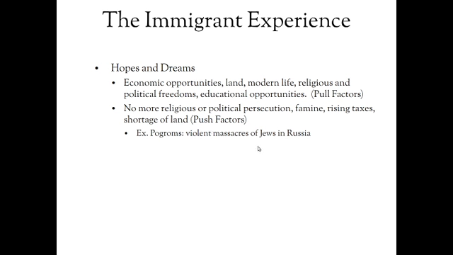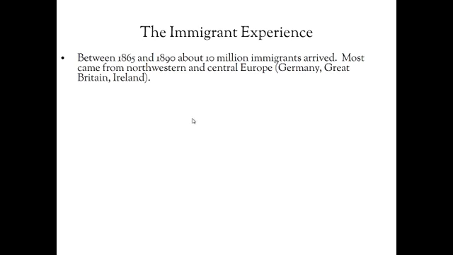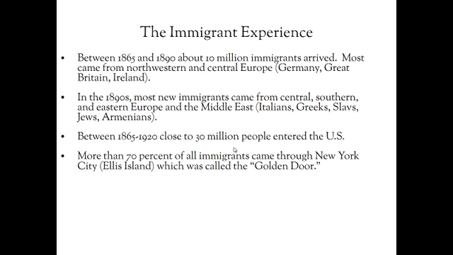So just for example, Jews being massacred in Russia would be a reason that a lot of Jews would move to America. Okay. All right, so how many people are moving? Lots of people. Between 1865 and 1890, 10 million immigrants arrived, most from Northwest and Central Europe, but then it starts to shift in the 1890s. Now they're starting to come from Eastern and Southern Europe, starting to come from the Middle East. And it's estimated that between 1865 and 1920, close to 30 million people came, right? So that means that it's 20 million people between 1890 and 1920. That's a lot of people entering the U.S., okay?